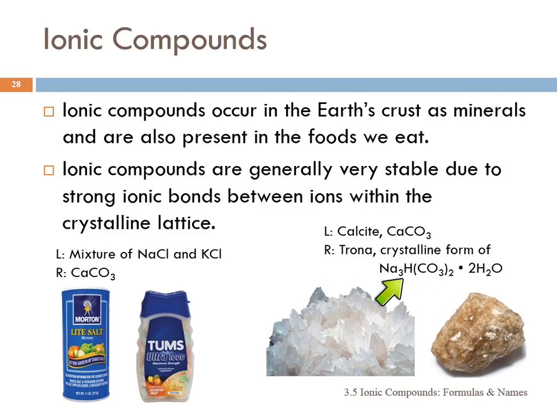Ionic compounds tend to be very stable because the ionic bonds that hold them together are really strong. You've got positive and negative charges being attracted to each other, and not just in one direction. Within that lattice, a cation is attracted to anions in multiple directions, and so it tends to be very, very stable.